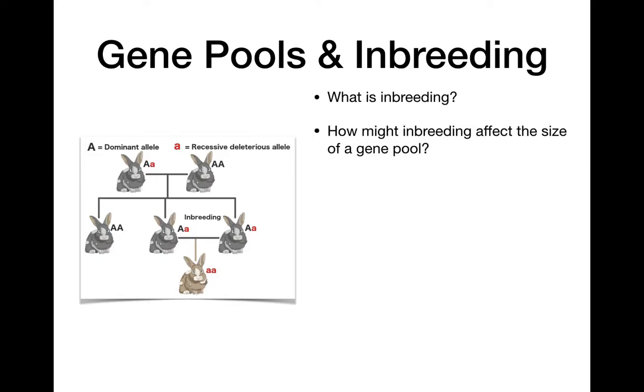Okay, so how would inbreeding affect the size of a gene pool? Well, it's definitely going to decrease variation, because instead of mixing between different individuals and having this individual mate with someone from a totally different parentage who maybe has different alleles, we're just mixing the same alleles around. So we're going to have these traits showing up that maybe wouldn't show up otherwise. So it actually decreases variation in the population.